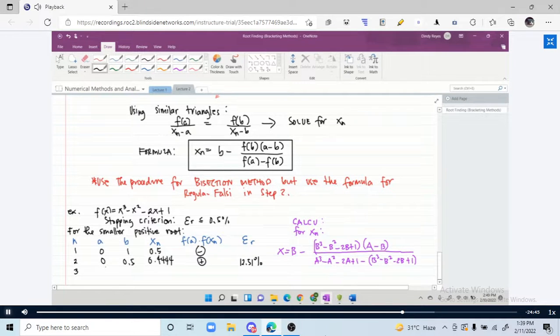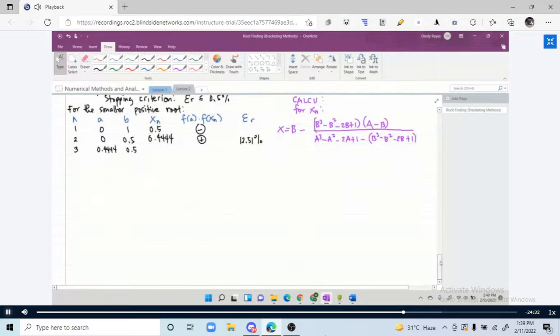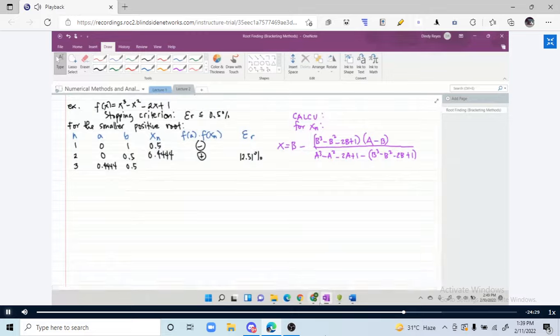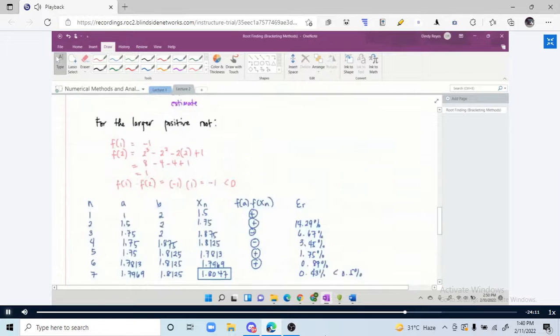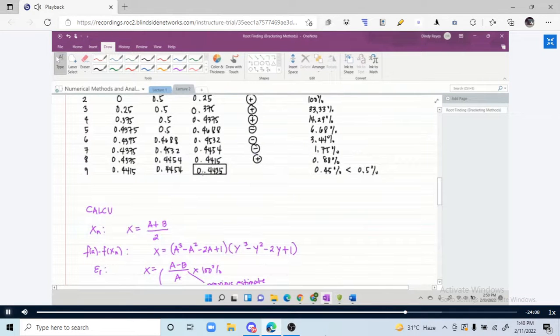Now, in the third one, so papalitan ko ngayon ay si A. This should be 0.4444 and this will remain 0.5. And then x sub 3 would now be equal to 0.4450 na agad. Okay, this is very small na yung ating relative error, which is less than 0.5%. So, mas maliit yung relative error. This is 0.13 lang, ano, as compared to this, which is 0.45.